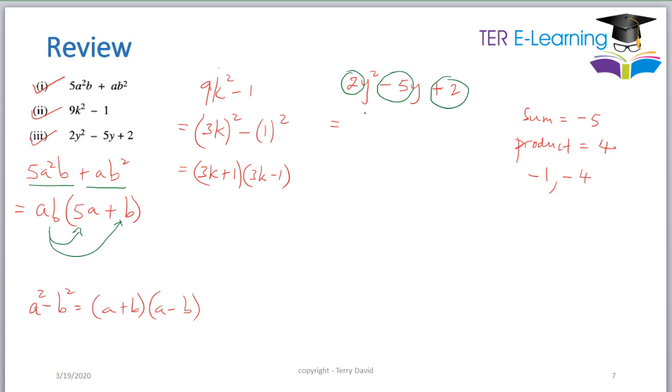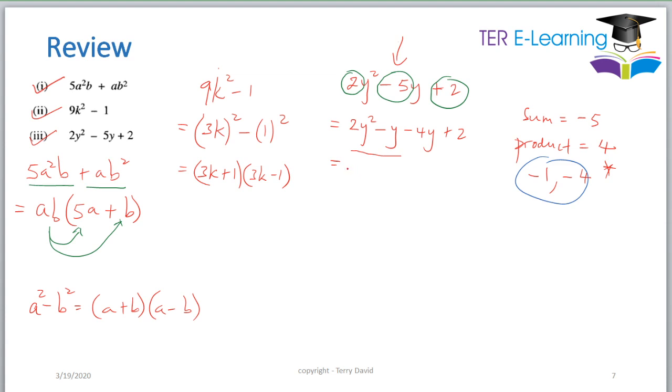Okay. So my next step here is to replace the middle term using these two numbers you figured out. So what you're going to write is 2y squared minus y minus 4y plus 2. I'm getting the minus y and the minus 4y from these two numbers. And now you're going to factorize by grouping. We look at the first two terms, and we're going to try to factorize that using the HCF method.